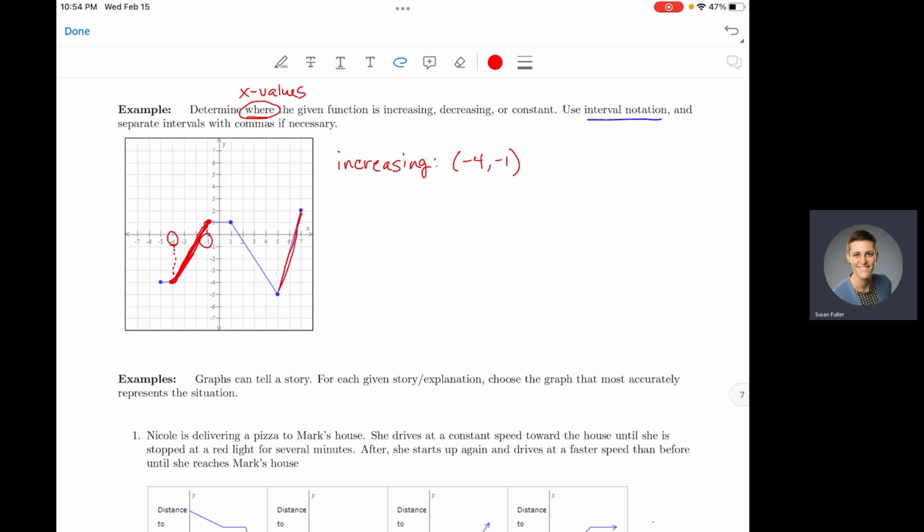Now, that's not the only section that increases. So we're also going to have to union this with another interval over here because I've got another piece of increasing right here. This part where we're increasing starts at x equals 5 and covers up to x equals 7. So the next part where we're increasing is from x equals 5 to x equals 7. So these are the intervals where the function is increasing.